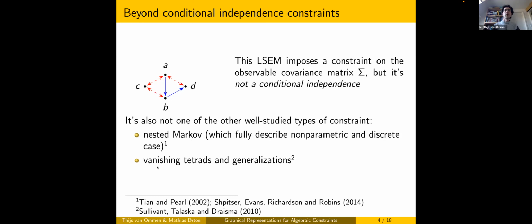And specifically for the linear case, there are vanishing tetrads and their generalization by Sullivant, Talaska, and Draisma. Vanishing tetrads also have a very long history, and more recently this has been generalized, and the theory looks nicer now. There is now also a graphical criterion for these, namely t-separation, which is very similar to d-separation, for testing this type of constraint. So this is specific to the linear case. However, this constraint is not of either type. So there is yet further generalization needed in order to describe the models of linear structural equation models.